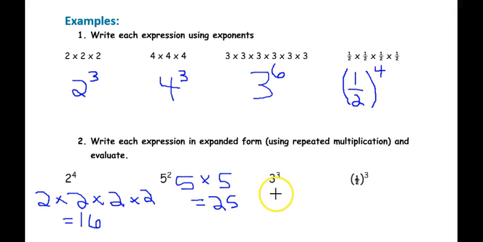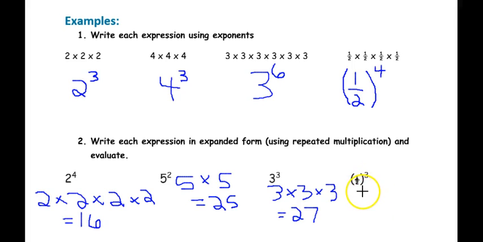3 to the third power: 3 times 3 times 3. 3 times 3 is 9, and 9 times 3 is 27. So 3 to the third power equals 27. The third power is sometimes referred to as cubed, so we could also say that 3 cubed equals 27.